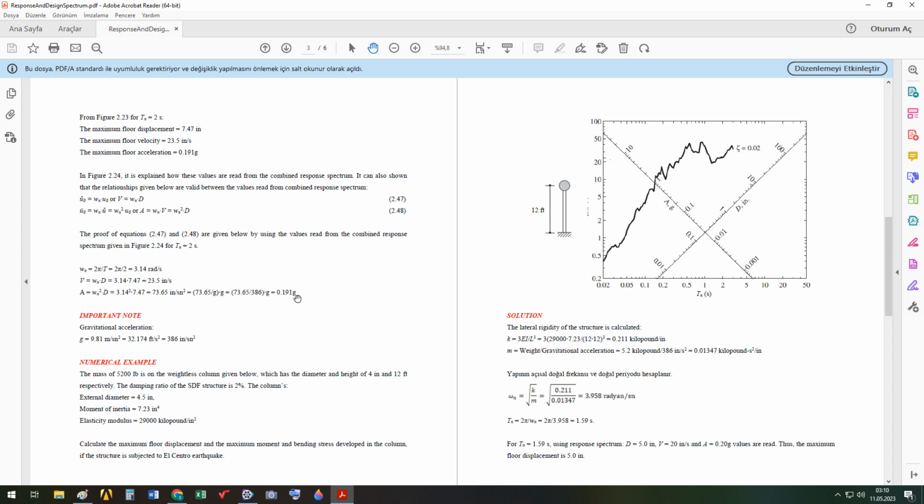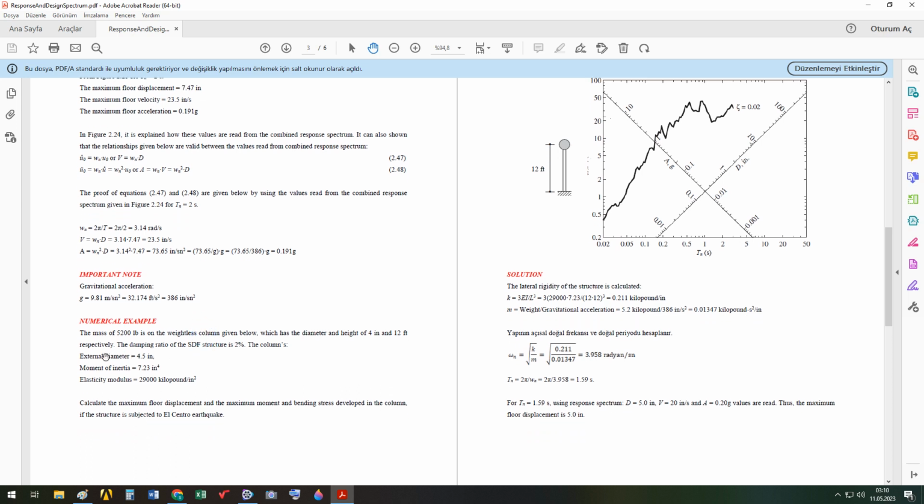Gravitational acceleration is 9.81 meter per square second in metric units. In American units, it's 32.174 feet per second square, or 386 inch per second square.